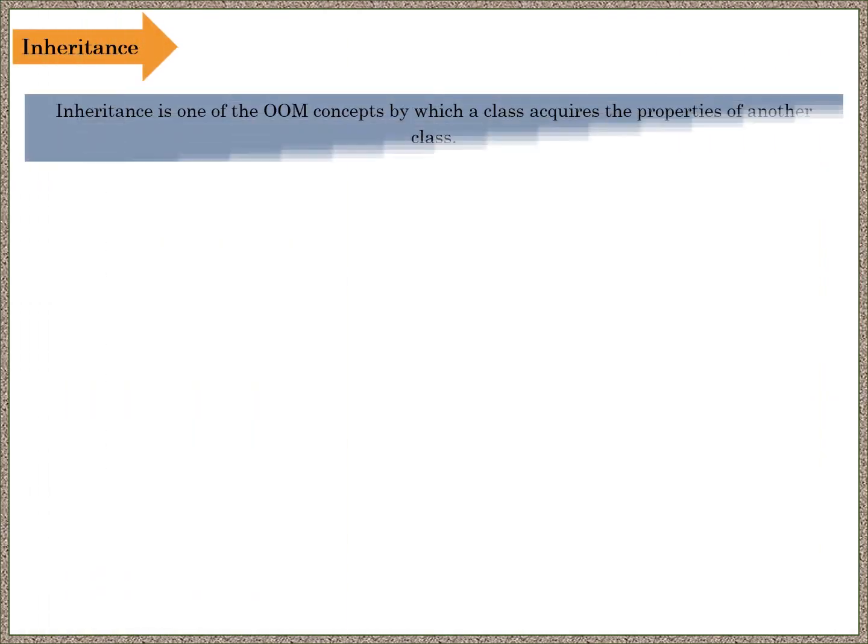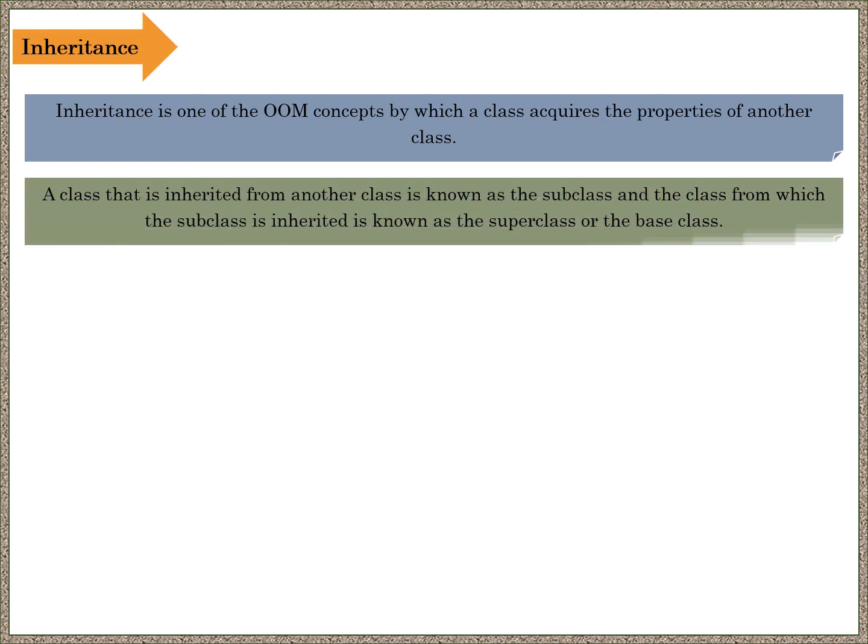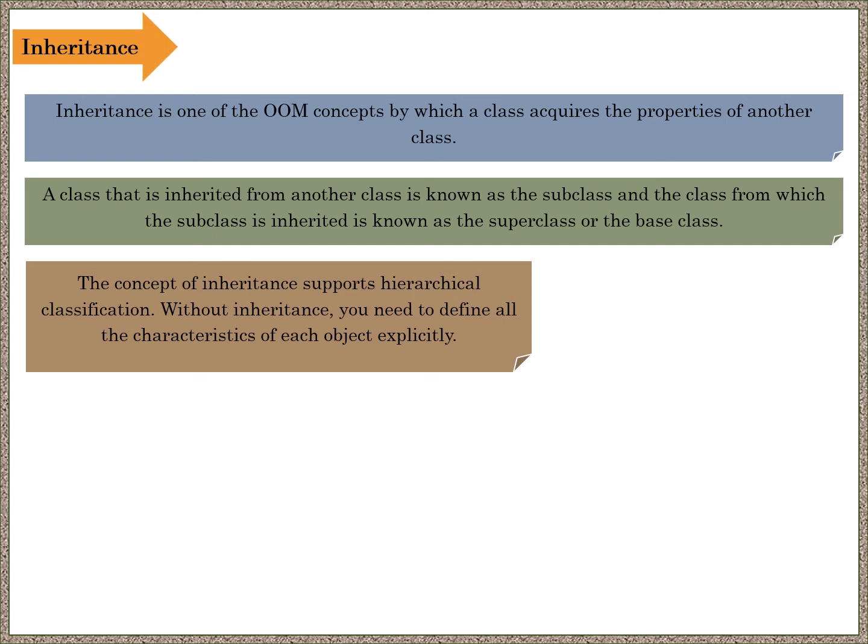Inheritance. Inheritance is one of the OOM concepts by which a class acquires the properties of another class. A class that is inherited from another class is known as the subclass, and the class from which the subclass is inherited is known as the superclass or the base class. The concept of inheritance supports hierarchical classification. Without inheritance, you need to define all the characteristics of each object explicitly.